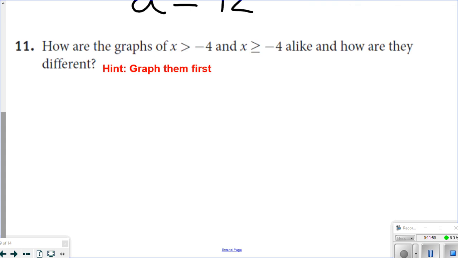Question 11, I want you to pause and answer this question. How are the graphs of x is greater than -4 and x is greater than or equal to -4 alike, and how are they different? And I gave you a hint of graphing them first. So pause, graph them, and tell how they're similar and different.